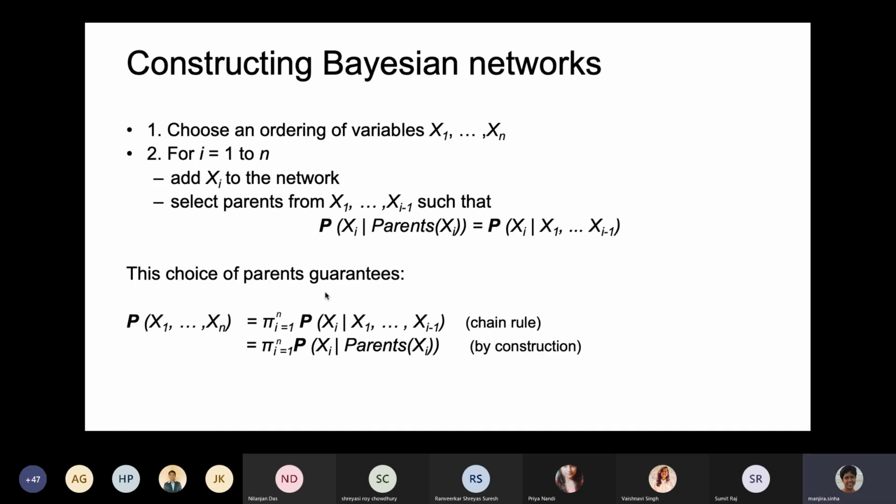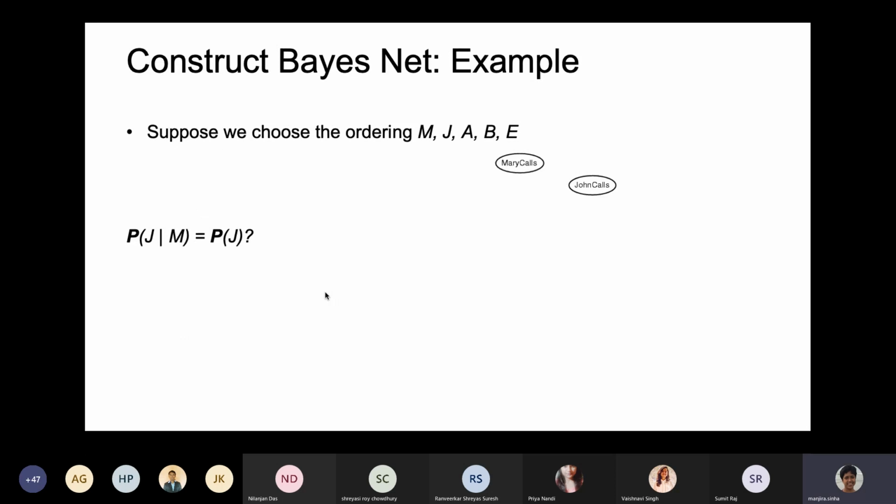Now we have the same situation, but let's say we choose the ordering as Mary, John, alarm, burglar, earthquake. Then how will my network look? So first I add Mary calls to the network. So Mary calls is just the first node. It does not have any parents to consider. So I move on to the next node. Now I am on X2, which is John calls. So I add John calls. Okay. So now I need to see if there is any parent for John calls present.